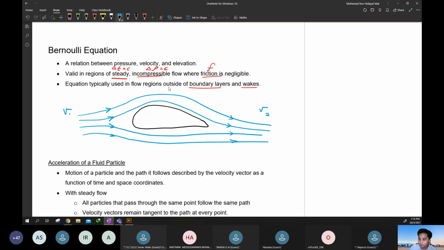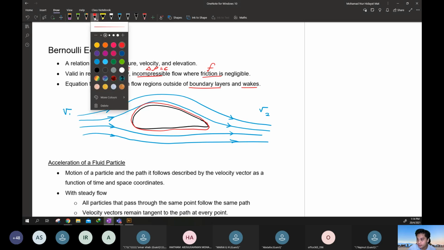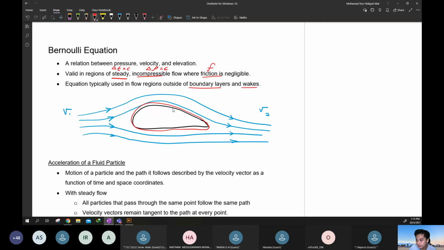So when we talk about outside the boundary layer, nearest to this wall we have the boundary layer. That means, for the equation, if we consider point 1 and point 2, they cannot be located inside this boundary layer. They should be outside the boundary layer, for example this point A, point B, or point C, or point D.